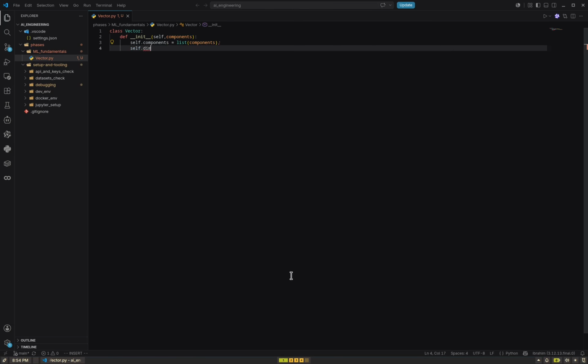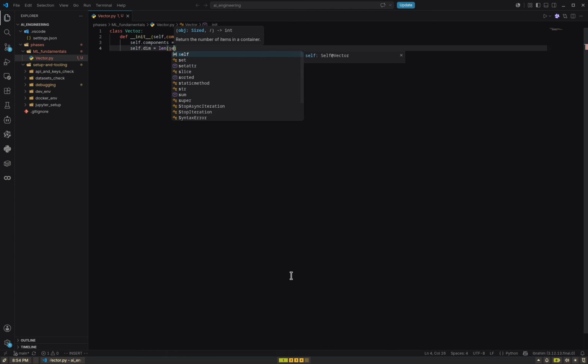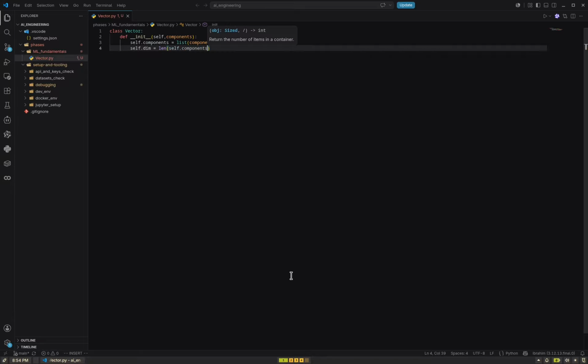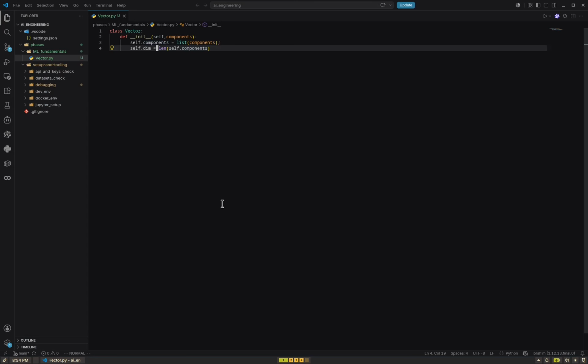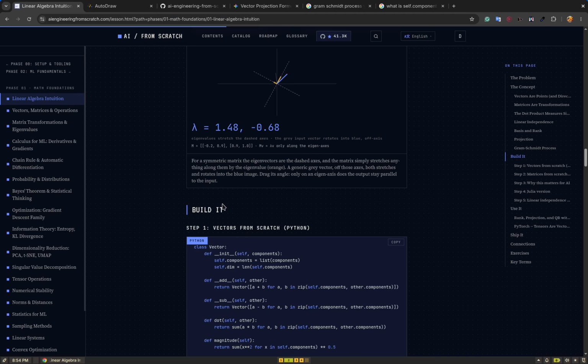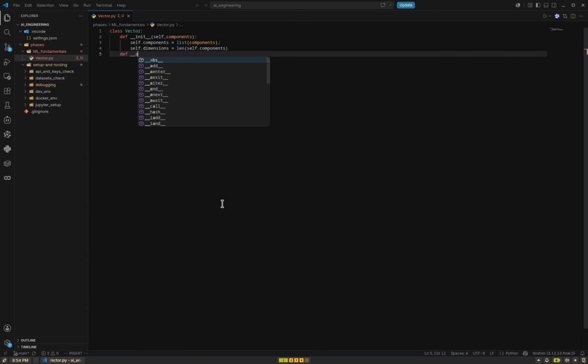So self.dim is equal to the length of self.components. Is that correct? So it creates a list of the components, meaning if I have three, it makes three, and this should not be dim, it should be dimensions. They should name it too. So dimensions. Def add.